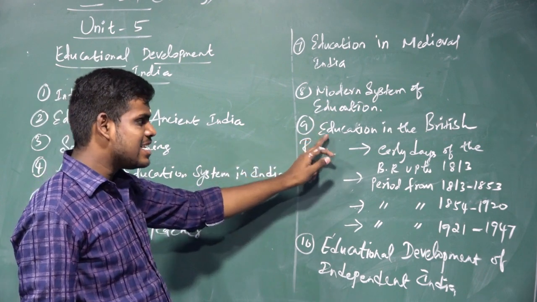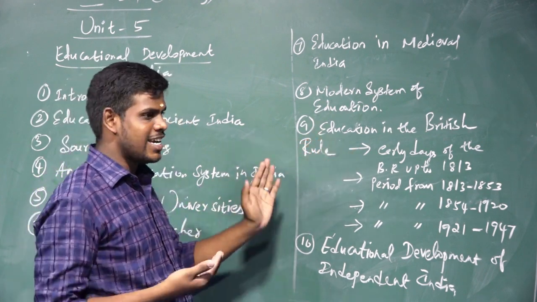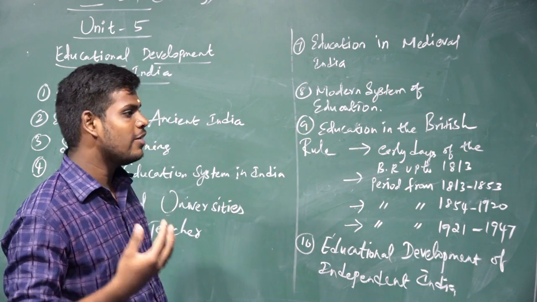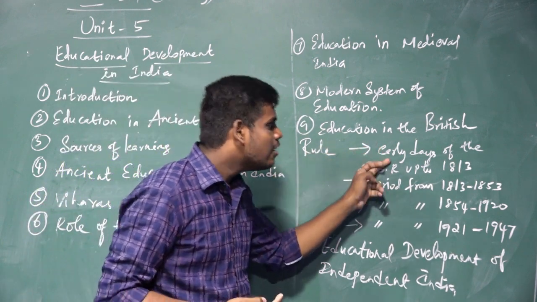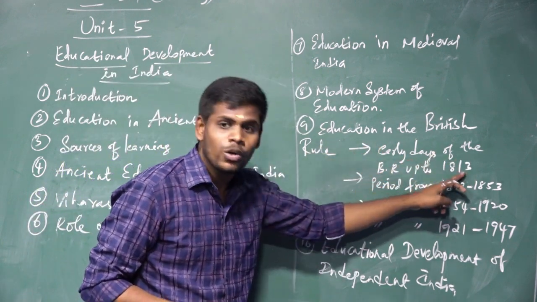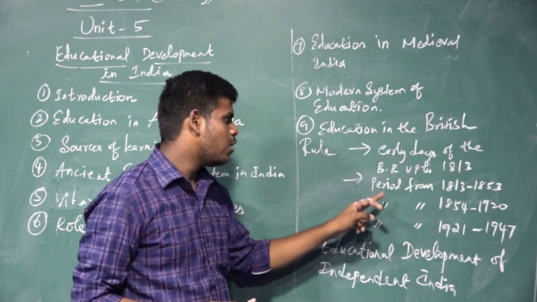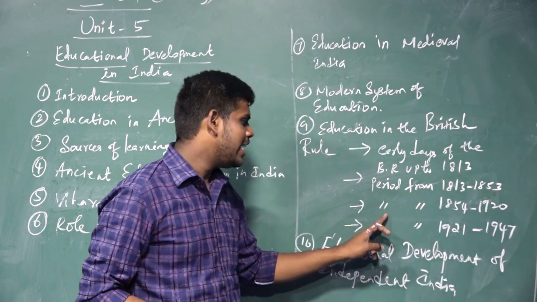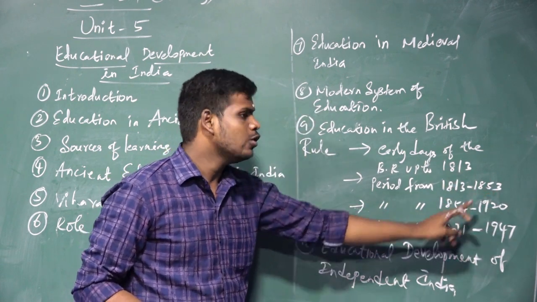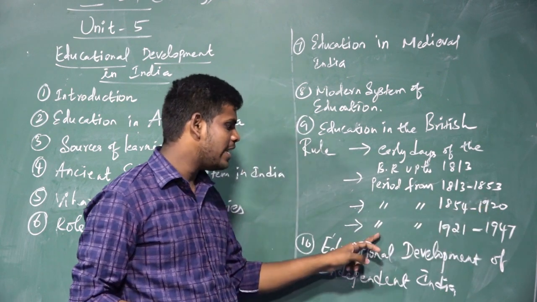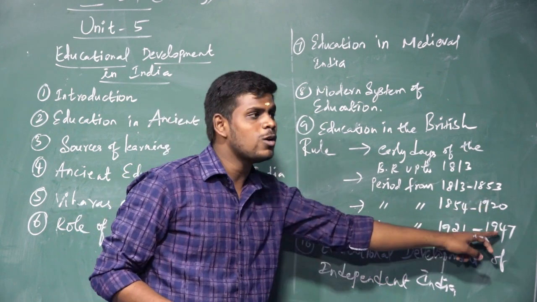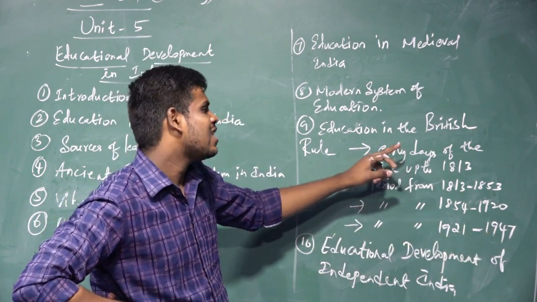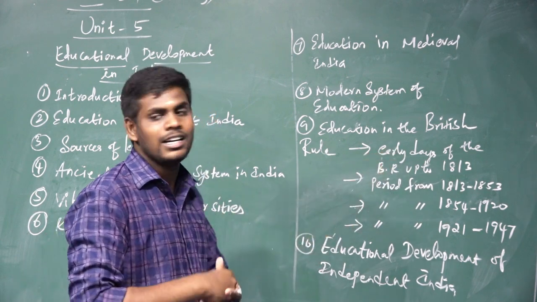The next topic is education in British rule. History of education in British rule can be divided into how many periods? There are four periods. First, from the early days of the British rule up to 1813. Second, the period from 1813 to 1853. Third, the period from 1854 to 1920, and the last period is 1921 to 1947. First of all, we are going to discuss the early days of British rule up to 1813.